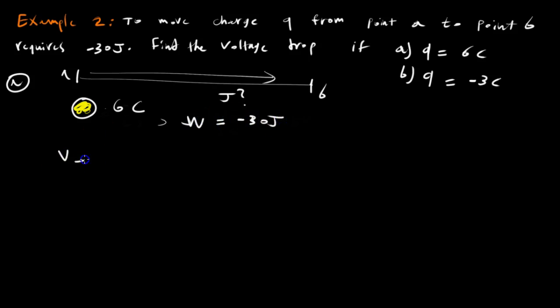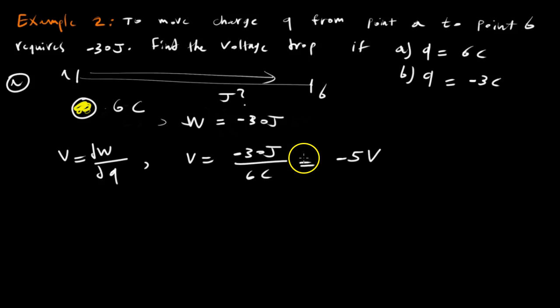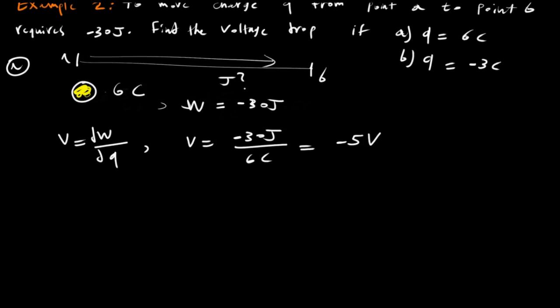Well, we know that voltage is the instantaneous work done over the instantaneous amount of charge. So that would equal negative 30 joules over 6 coulombs, which should just be negative 5 volts. So it will take a negative 5 volt supply to, and that negative is just a matter of arrangement, the polarity of it, how it should be arranged to supply that amount of energy.